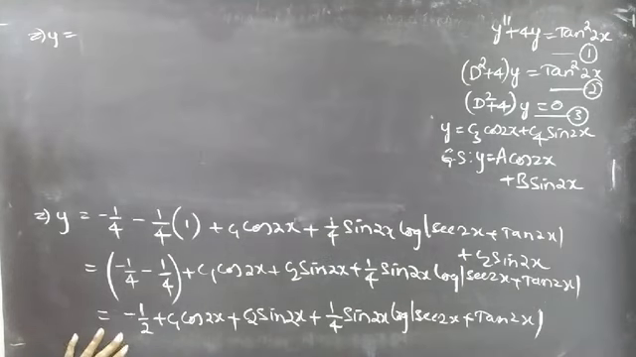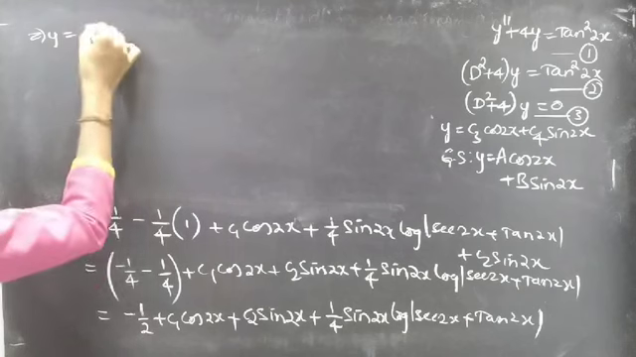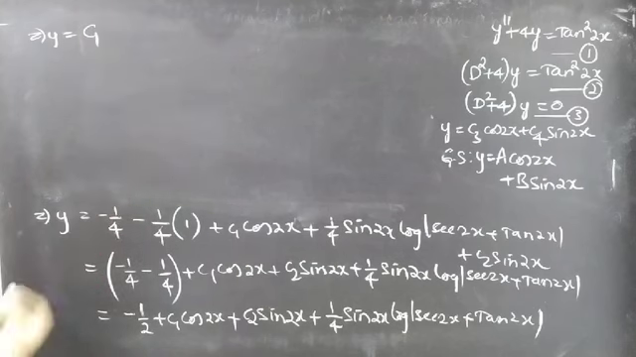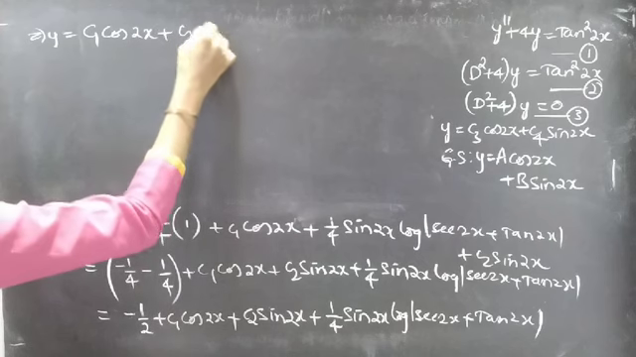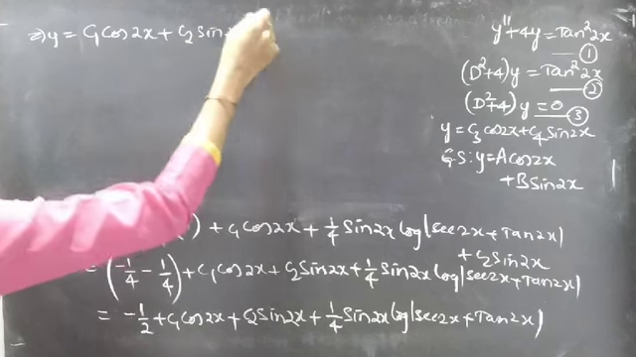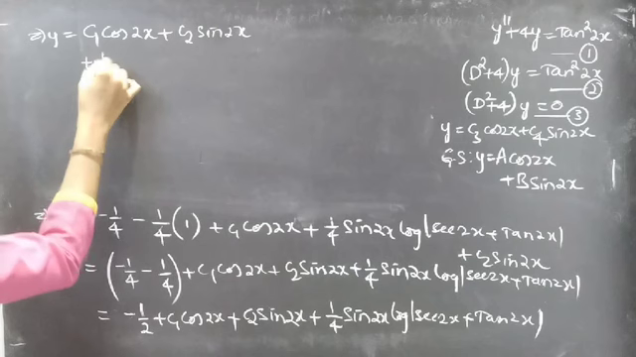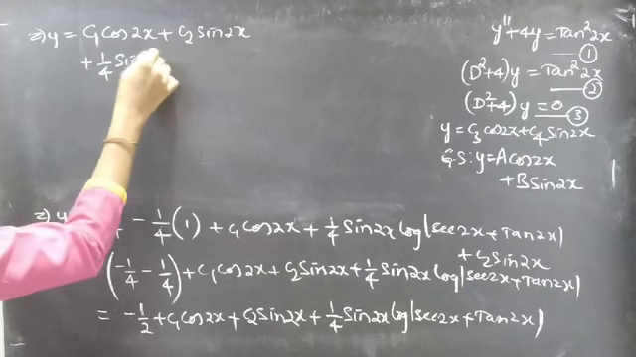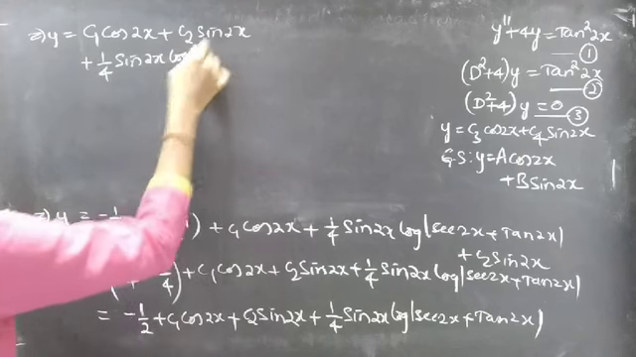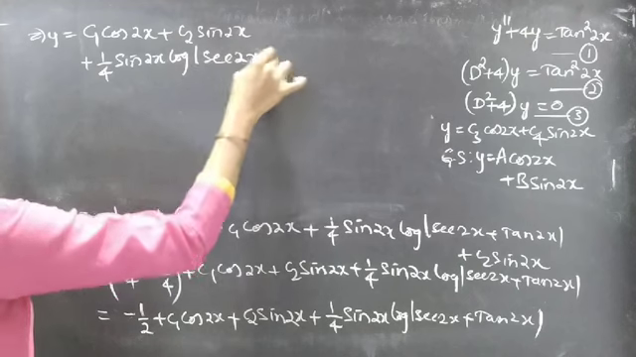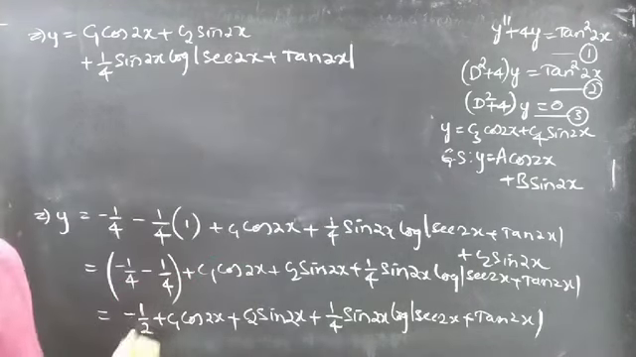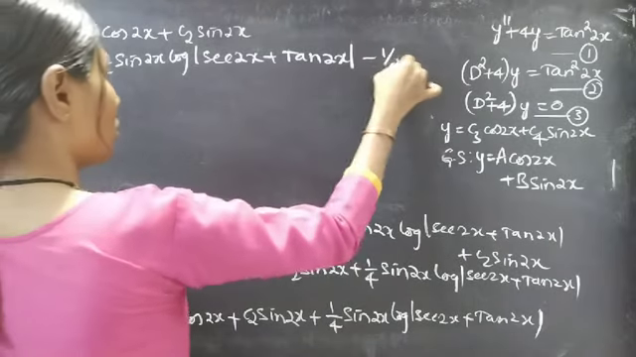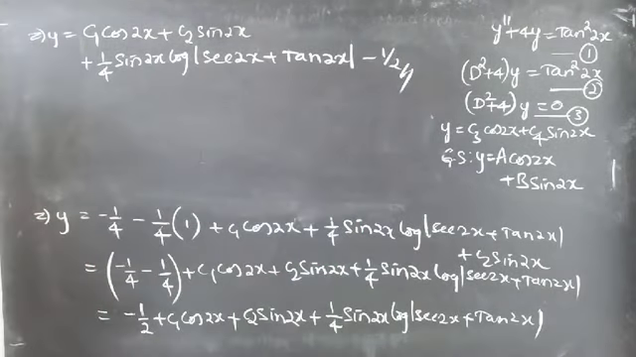This is the required general solution, or we can write it by writing the terms involving c1 and c2 first. We'll get c1 cos 2x plus c2 sin 2x, plus 1 by 4 sin 2x into log mod secant 2x plus tan 2x, minus 1 by 2. This completes the problem.